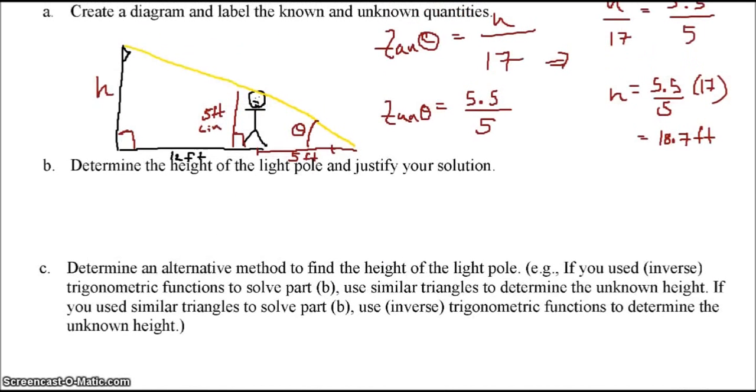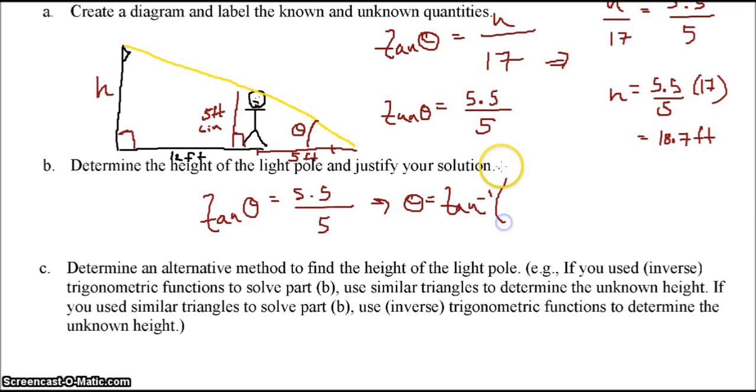So we're going to use inverse trig. And to use inverse trig, let's see, note we can just use the fact that tangent of theta is 5.5 over 5. Then we can use the inverse to find theta. Now when we do that, we get about 0.83 radians.